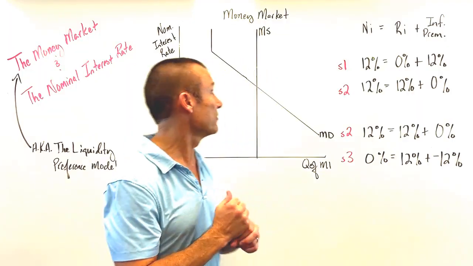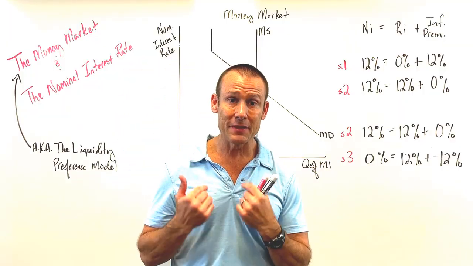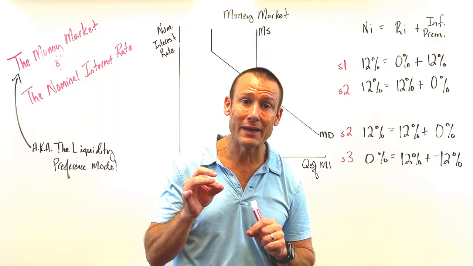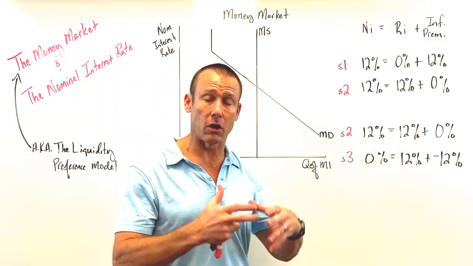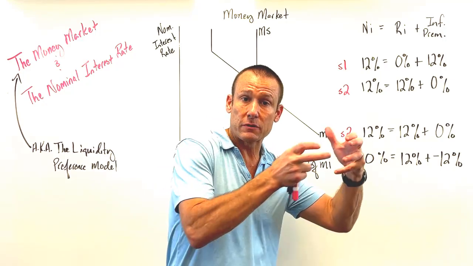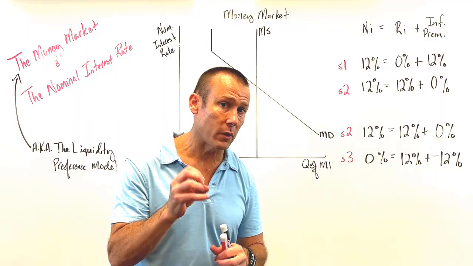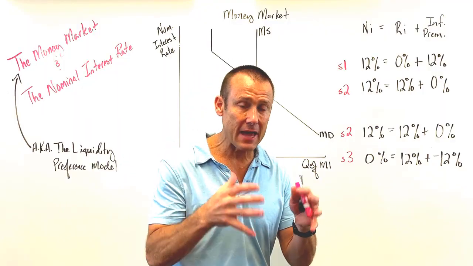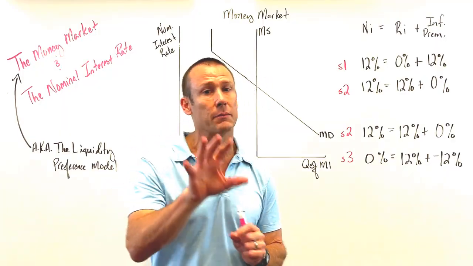In other words, guys, there is another name for the money market, okay? It's actually a name for this model that I personally prefer. It's called the liquidity preference model. That's right, the same thing. The money market can also be called the liquidity preference model because the money demand curve is showing our preference in the aggregate of holding our wealth in liquid form. Now, let me explain that.